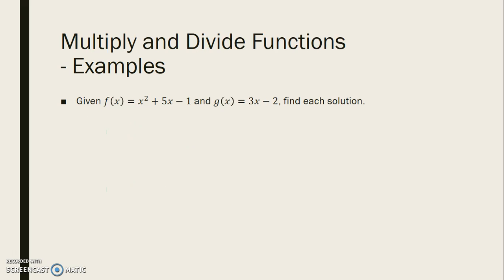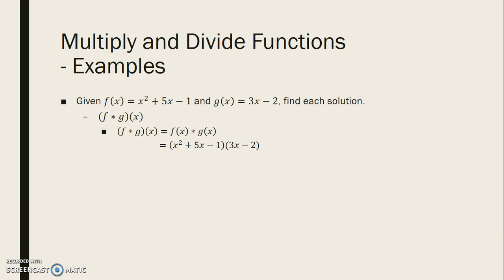Now, let's look at an example of multiplying and dividing. So, if we have f of x equals x squared plus 5x minus 1, and g of x equal to 3x minus 2, then let's start with multiplying. Okay, so if you have f times g of x, that's the same as f of x times g of x. So we get x squared plus 5x minus 1 times 3x minus 2.